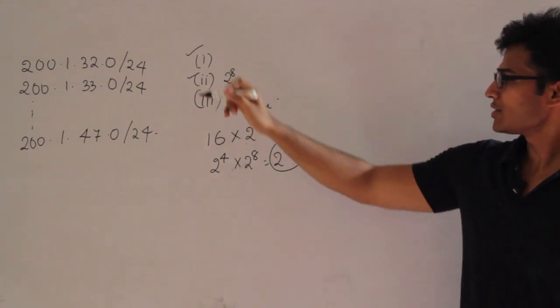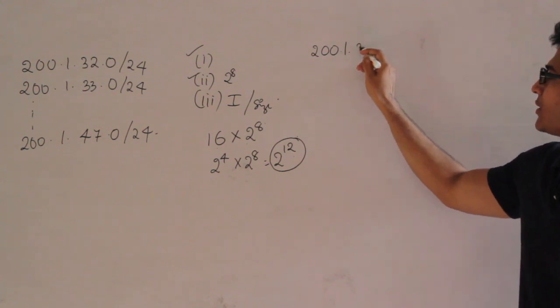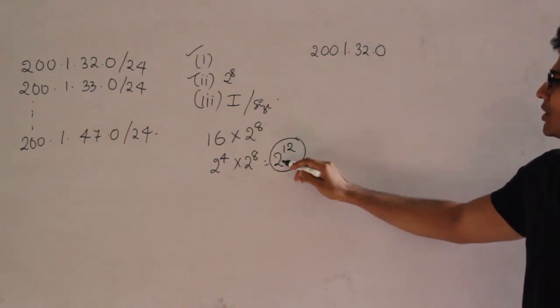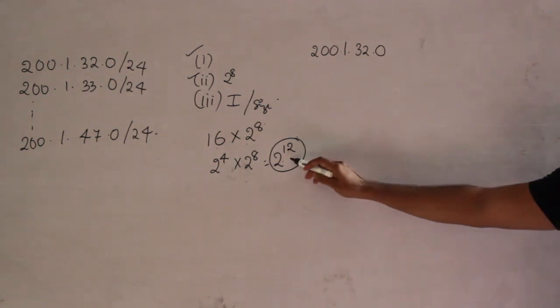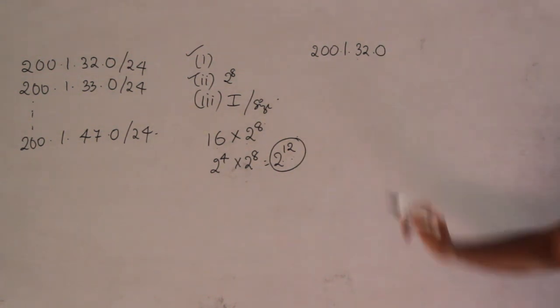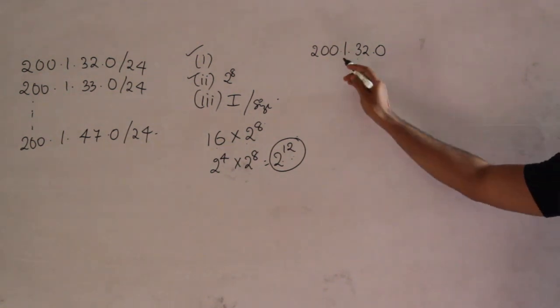Now if I take the first IP address, which is 200.1.32.0, it should be evenly divisible by 2 power 12. How can I find out whether a number is divisible by 2 power 12 or not? You have to take this number and find the least significant 12 bits. What are the least significant 12 bits here?